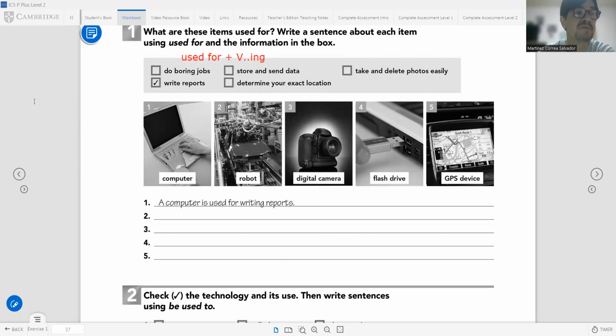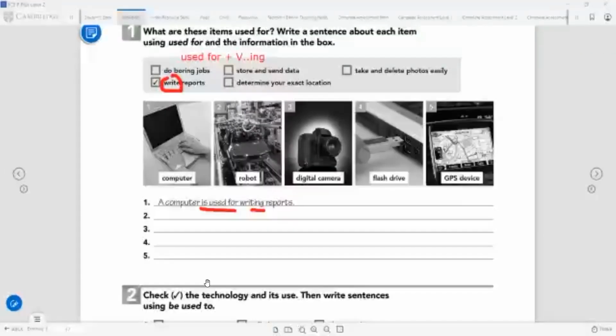For example, you say a computer is used for, and you use the verb with ing: writing. So we have writing reports. Okay, so let's check the answers. Give me a moment. So we have the answers.